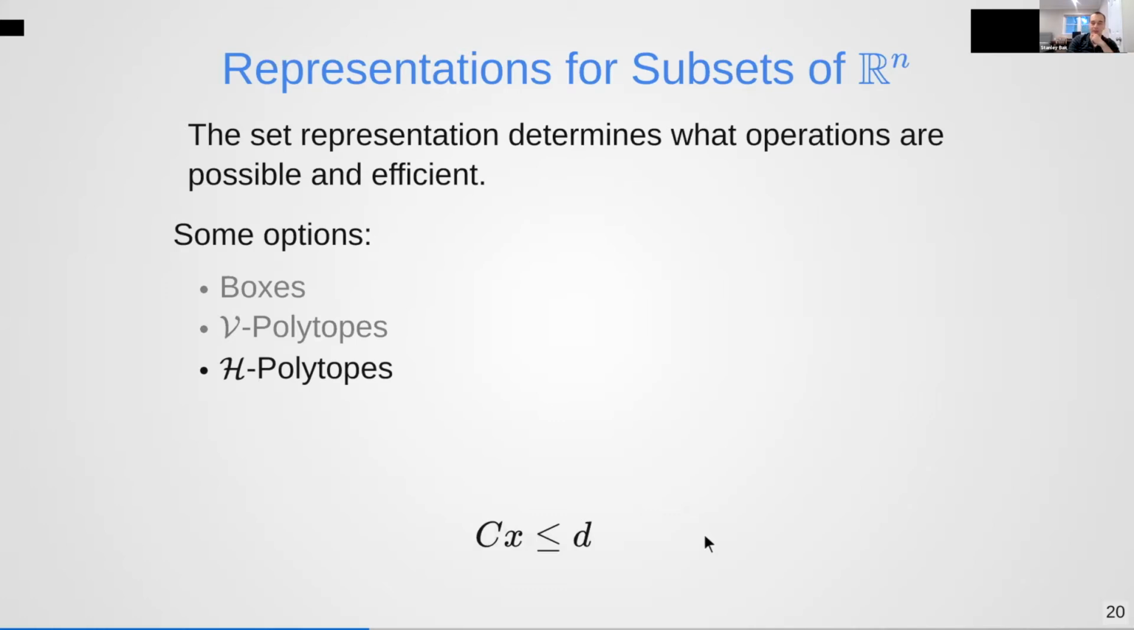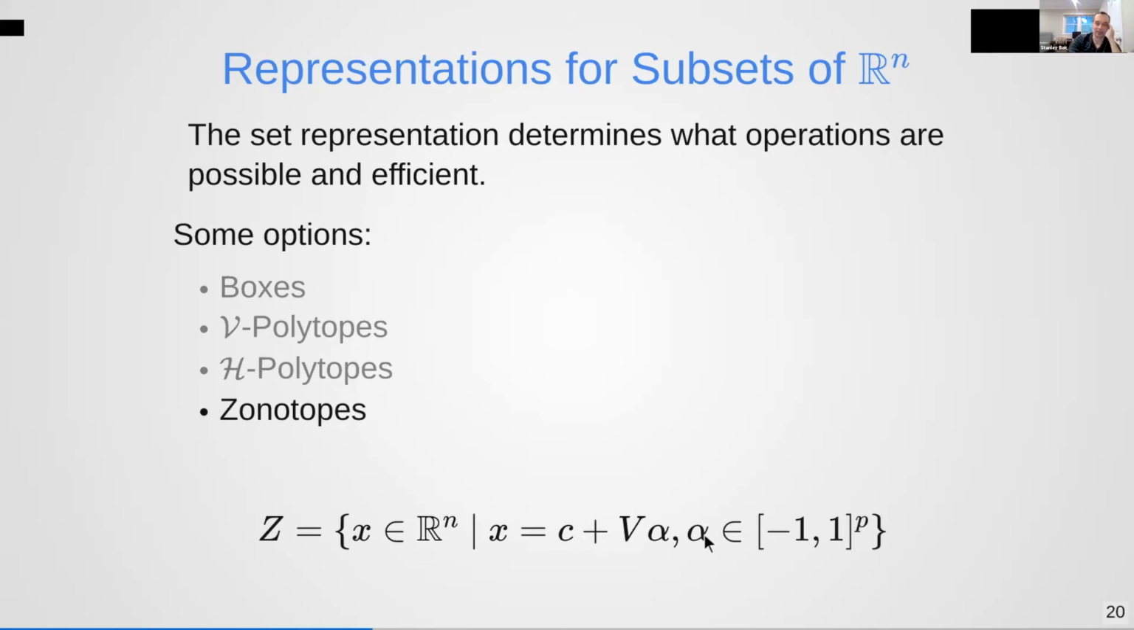H polytopes are another representation. This is a polytope represented as a conjunction of half spaces. The downside of this is, in general, when you have an H polytope, to propagate it through differential equations, there's no way to do this except converting it to a V polytope and then going back to an H polytope, especially when the linear transformation is not invertible. That's really the problematic case.